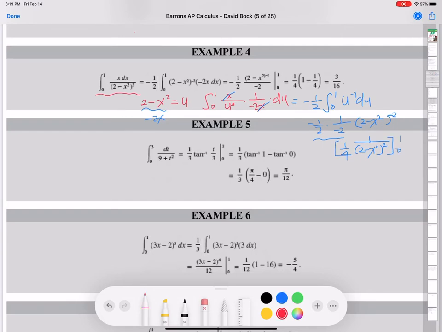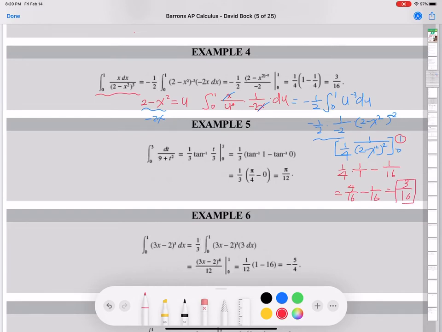Plug in the top number for x first, right? So 1/4 times 1 over (2 minus 1), which is 1 squared. So 1/4, minus plug in 0 for x. So this part is going to be 1 over 4 times 1 over 4, 1 over 16. So which is 4 over 16 minus 1 over 16. So the final answer is 3 over 16.